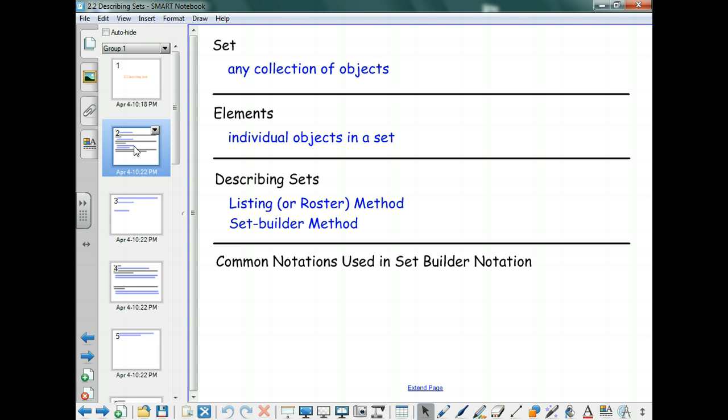The elements are the individual things in a set. So if I talked about the set as being the people in my family, then my daughter, who joined us last time, she would be an element of that set. All right? There's a couple different ways to describe sets. One of them is the listing or the roster method.